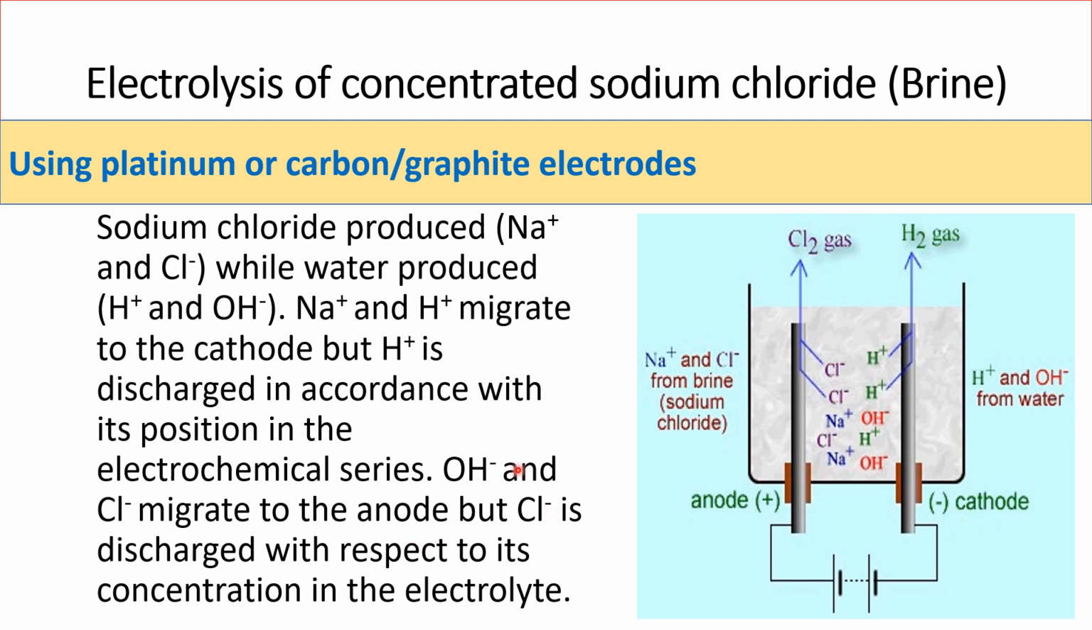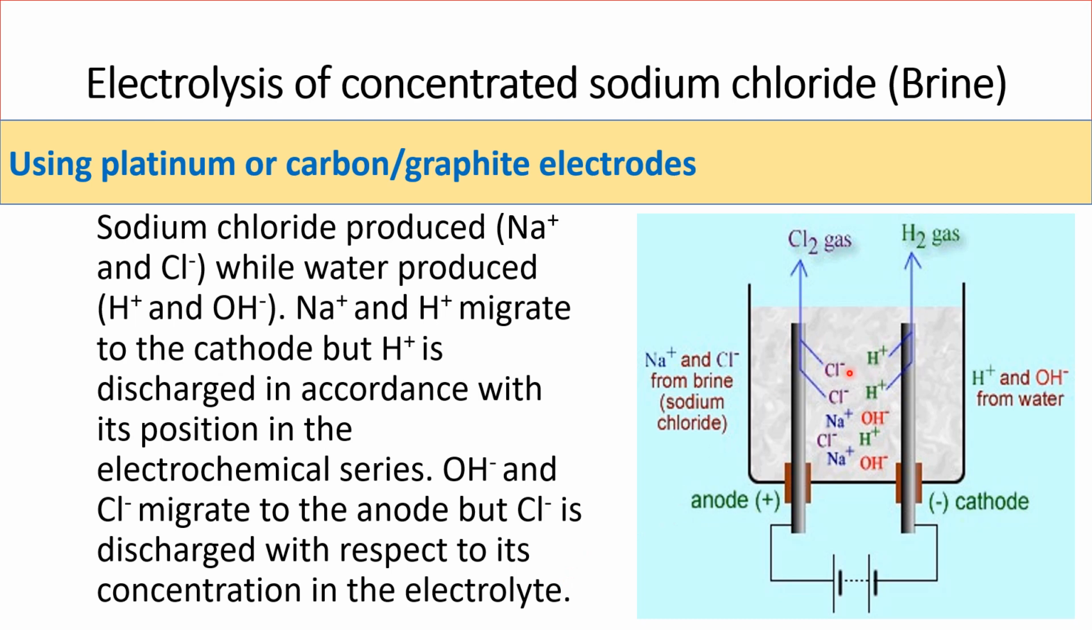So chloride ion will be discharged because it is formed when sodium chloride dissociates, and sodium chloride is more concentrated, so the ions produced by sodium chloride will be more concentrated than the ions produced by water. So chloride ion is more concentrated than hydroxide ion, and because of that, chloride ion will be discharged because of its concentration in the electrolyte.